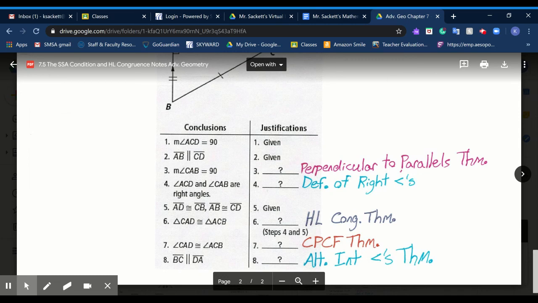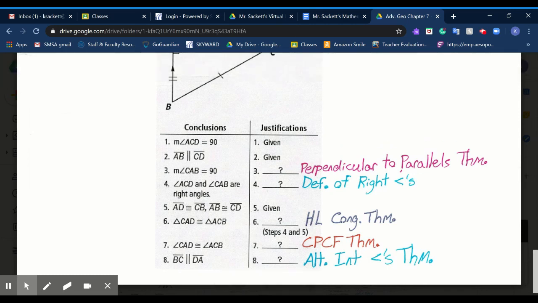Then we have angle ACD and angle CAB are right angles. That comes from the definition of right angles. If their measures are 90, then by definition they are right angles. Then in step 5, they again split up the given. So step 5 was part of our given.